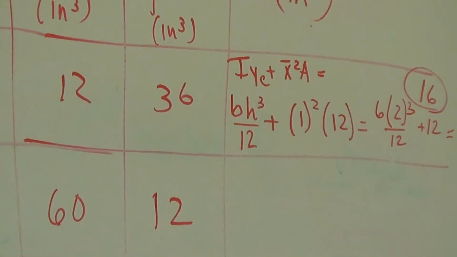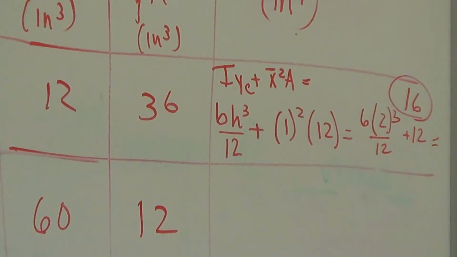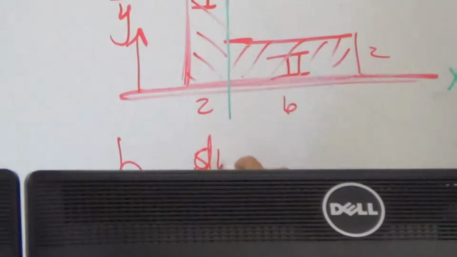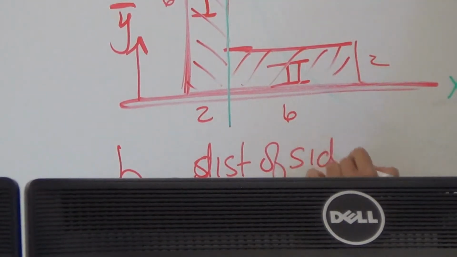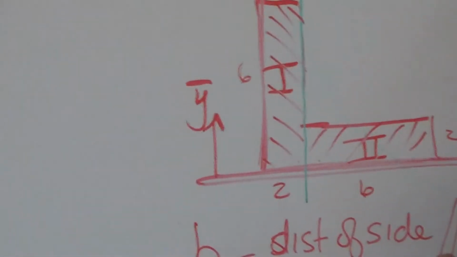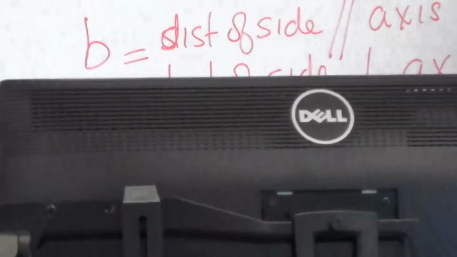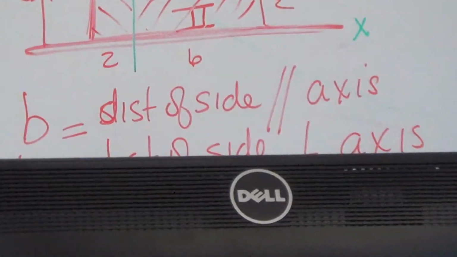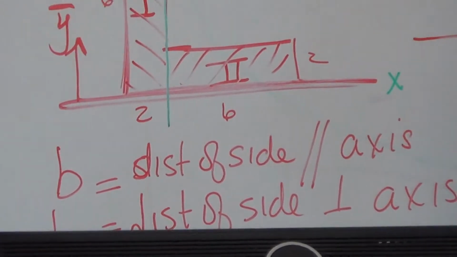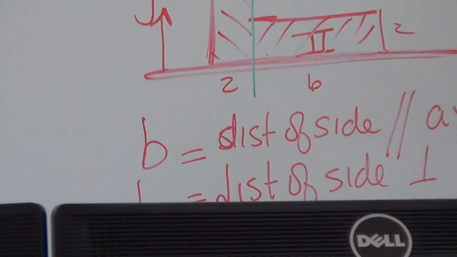I don't like that the height is too height along that. So if you look in my notes, the B always stands for the distance of the side parallel to the axis. And H stands for the distance of the side perpendicular to the axis in question. So since we're talking about the y-axis, the side parallel is 6, so 6 is B, and 2 is H.